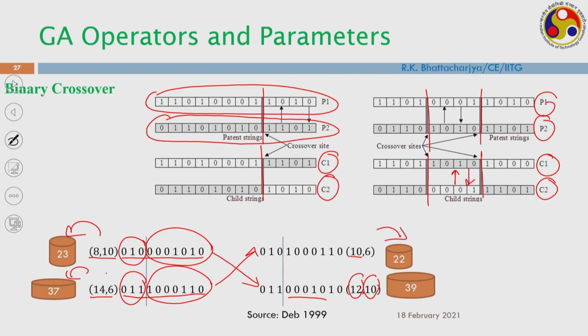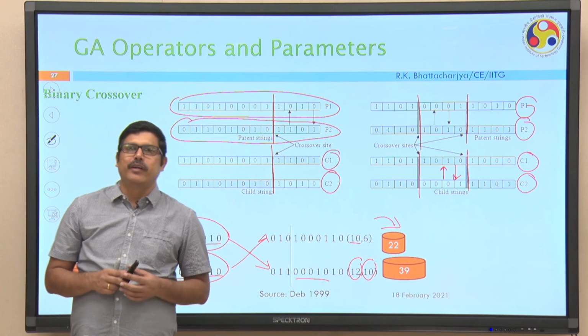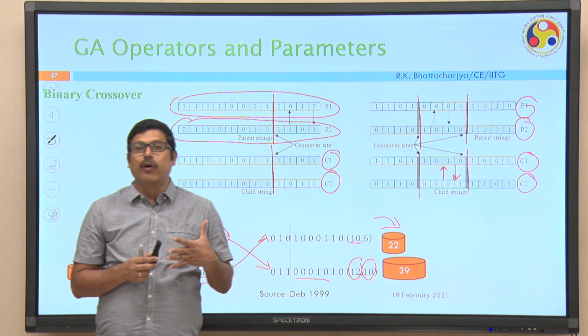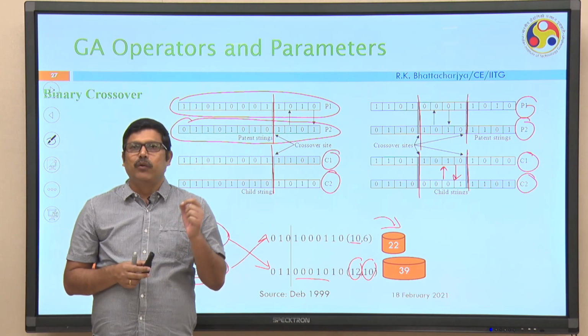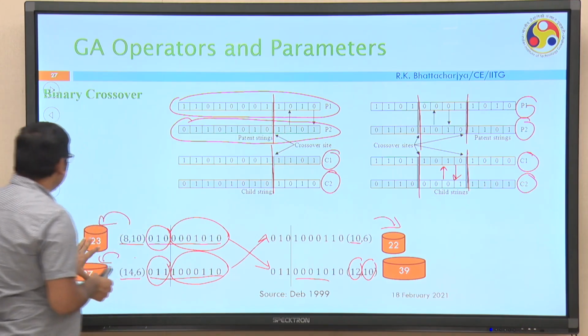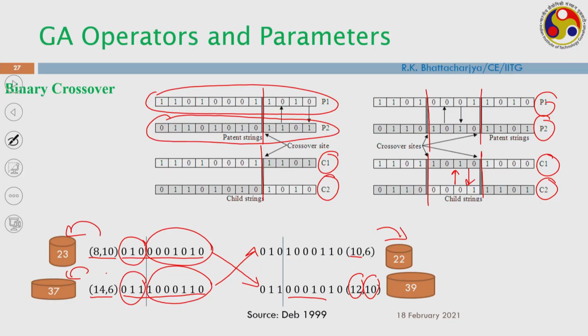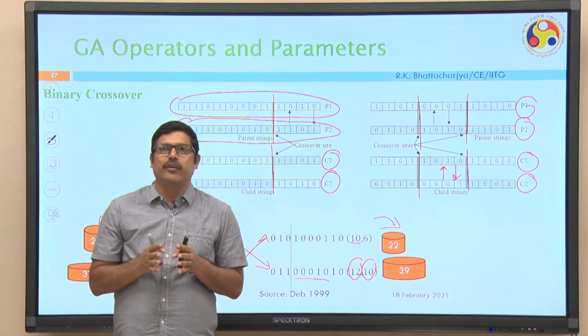Okay. So, you just see, you have applied crossover, and in this case the parent objective function values are 23 and 37, and here you are getting 22 and 39. So, using crossover you are getting two new solutions, but look at this. Earlier the values were 23 and 37, and whatever new solutions you are getting, that is 22 and 39, the objective function values are just near to their parents' values. So, you are getting solutions near to the parents.